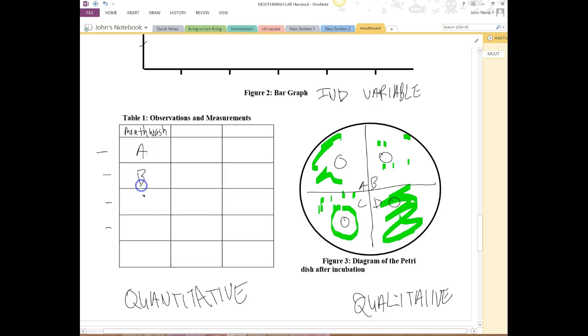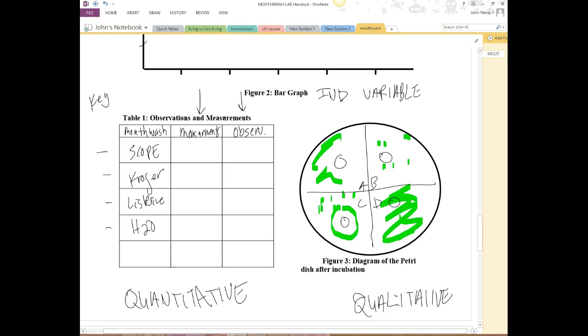You could put A, B, C, D, but you better have some sort of key somewhere. Or you can just write the name. You can just have Scope, Kroger, Listerine, water. What goes here? Well, your measurements and your observations. I don't care which order you put it in. Which one of these is going to be a number? Measurements or observations? Measurements.